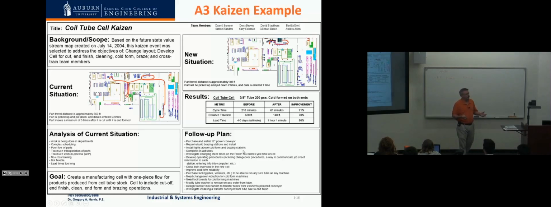So we rearranged the equipment. We co-located it into a cell, and that just validates everything Dr. Black was talking about on cell manufacturing for the last couple of days. So here's the results. We had metrics on here. Here's what it was before. It took 210 minutes. Now it takes 61 minutes. It traveled 650 feet. Now it's 140 feet. Lead time was 4 to 5 days. Now it's an hour. Okay, made somewhat of an improvement with it.